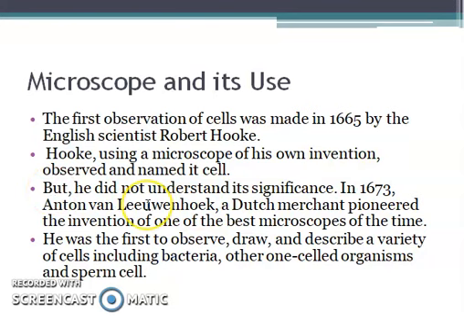So Anton van Leeuwenhoek, a Dutch merchant, pioneered the invention of one of the best microscopes at the time. So he was the first. Anton van Leeuwenhoek was the first person to observe a living cell. He was the first to observe, draw, and describe a variety of cells, including bacteria, other one-celled organisms, and sperms.